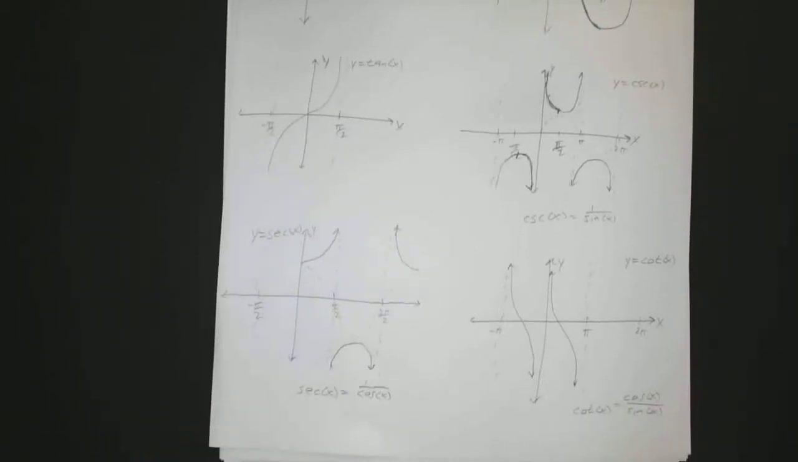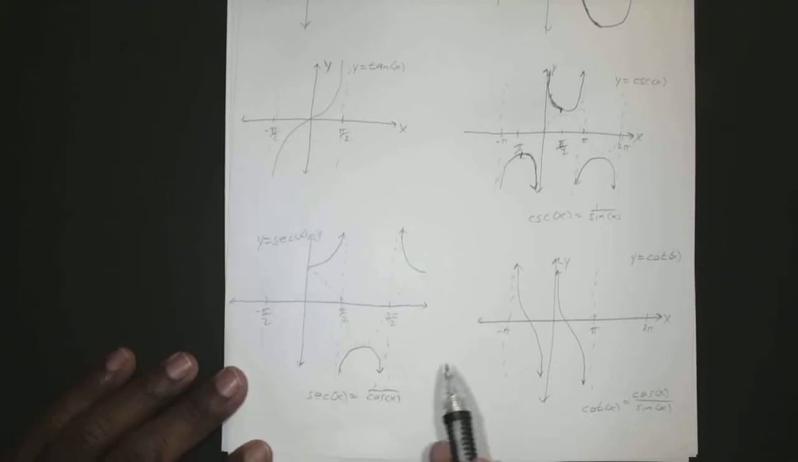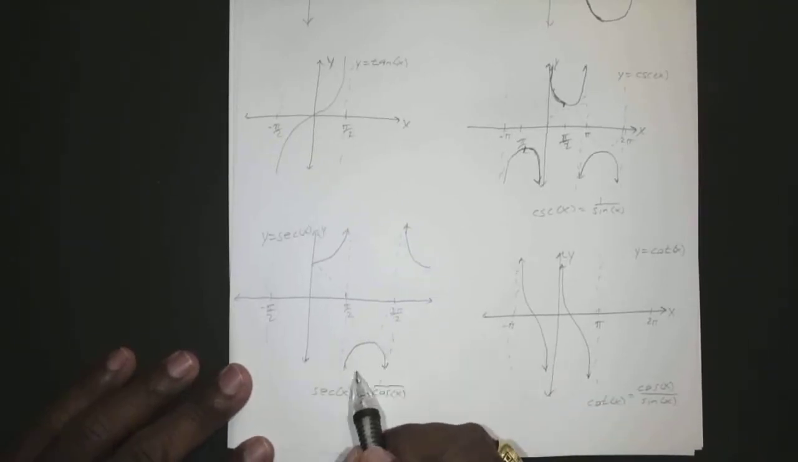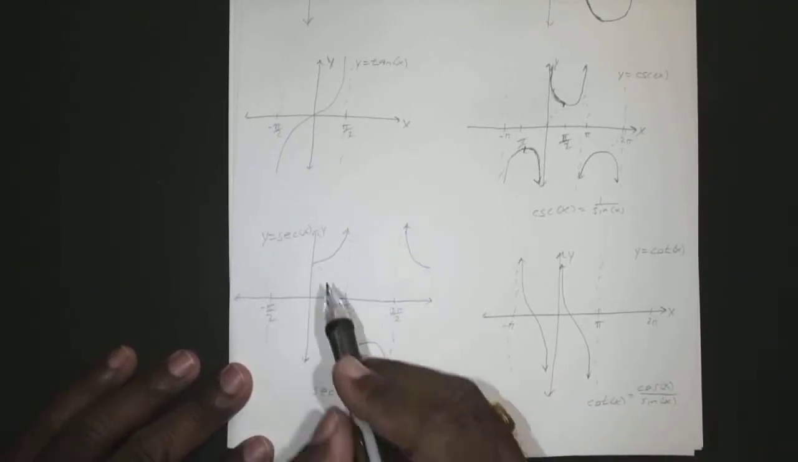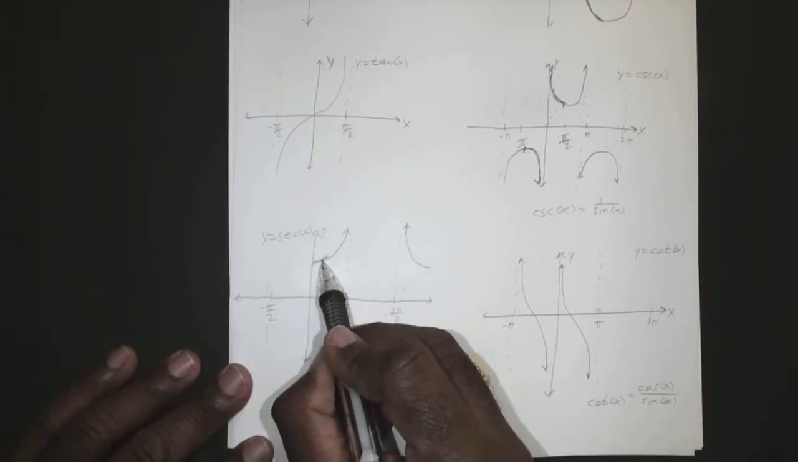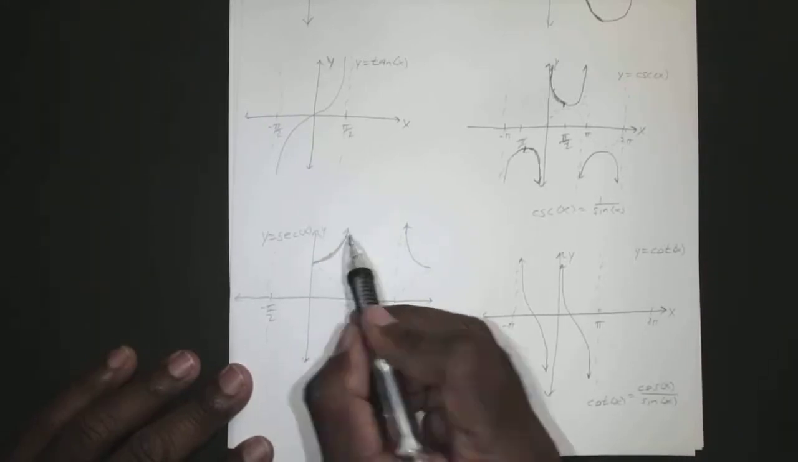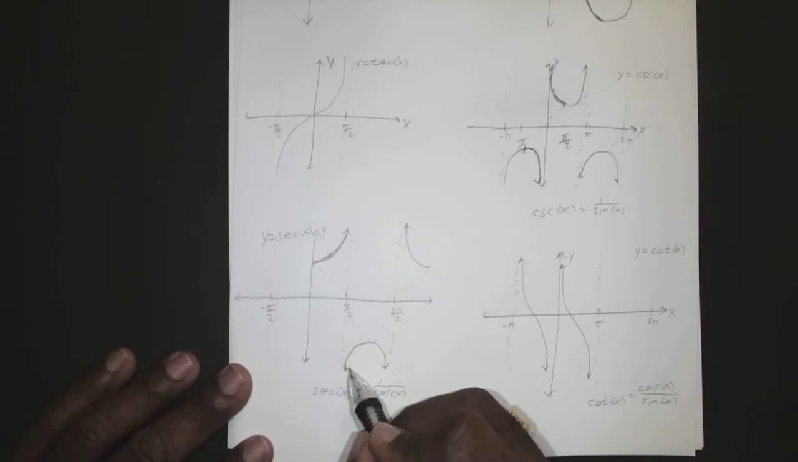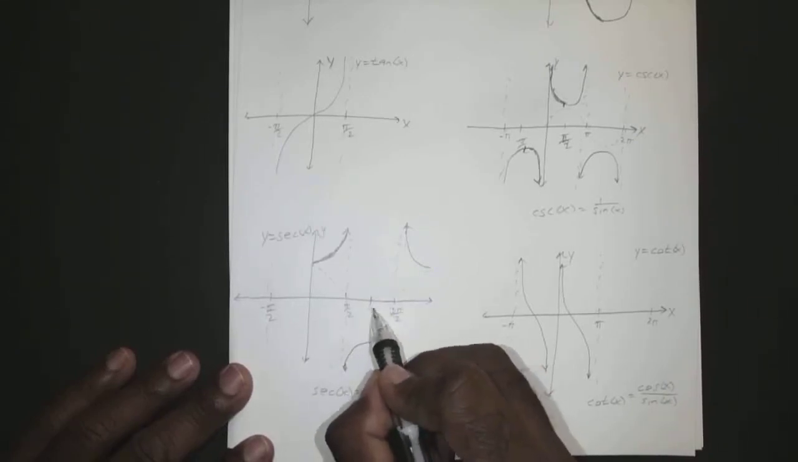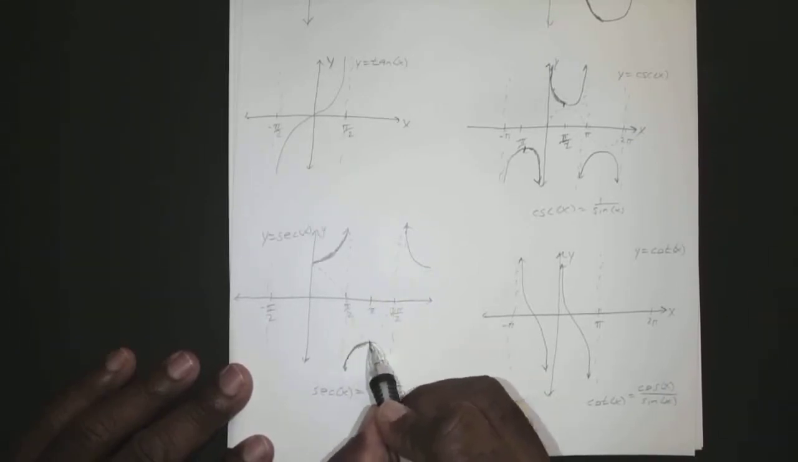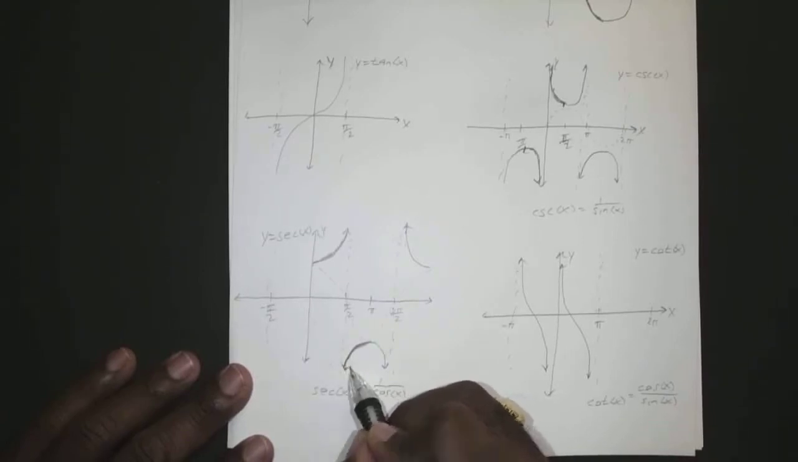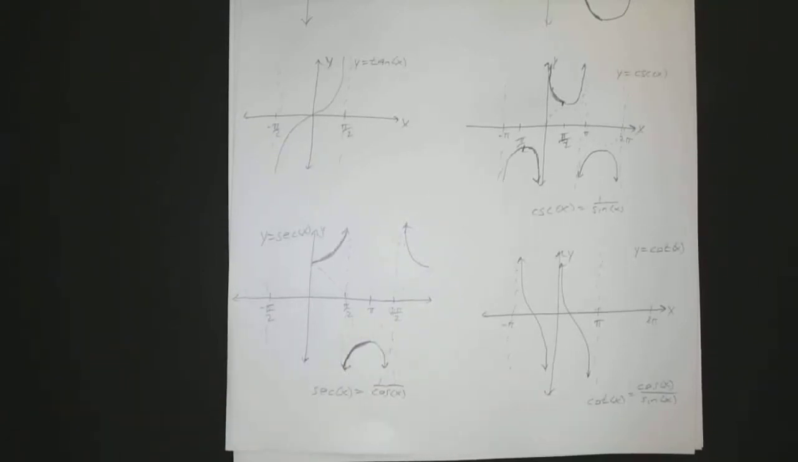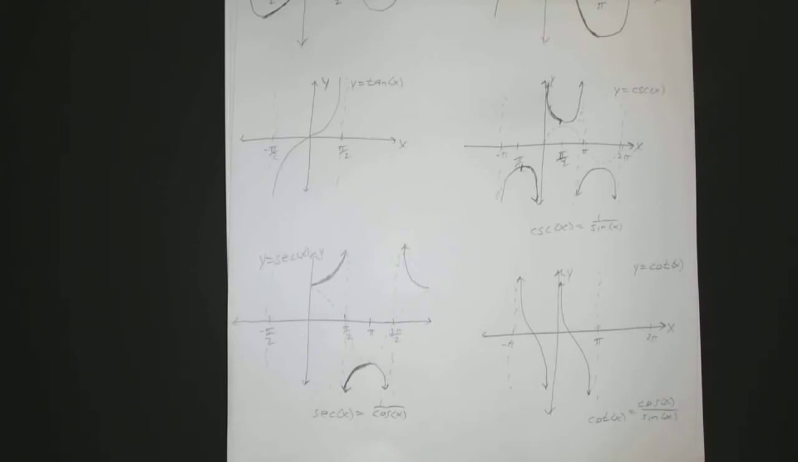Same thing with secant. If you go from 0 to pi, you notice from 0 to here, it's increasing. And from here to pi, it's increasing. So that's the only time we can use the inverse, so that's the only section we're really going to worry about. All right, so any questions on that one?